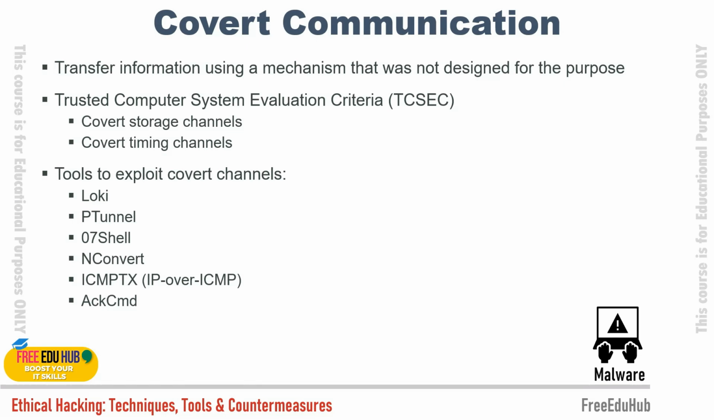Then we have ICMPTX, which is IP over ICMP. The software utility allows the user to set up an internet protocol tunnel using ICMP, potentially bypassing the authentication controls, etc. Then we have the ACK command, a program that provides a command shell on a Windows system. Covert communication occurs via the TCP acknowledgement replies, etc.